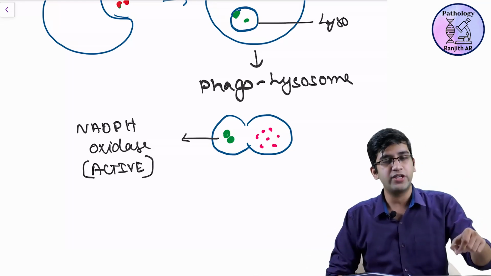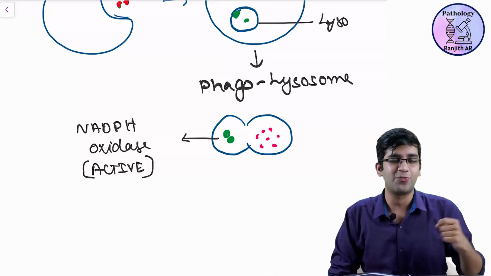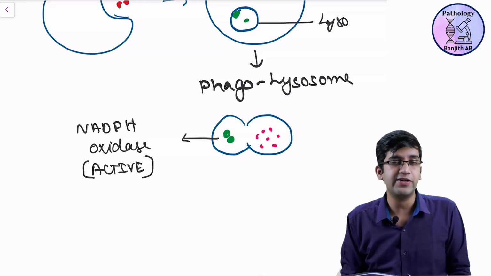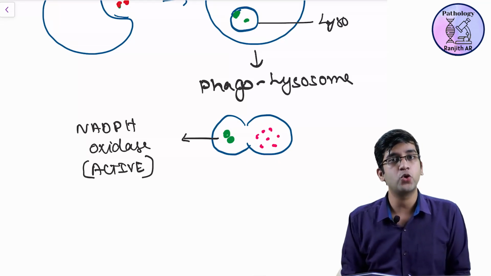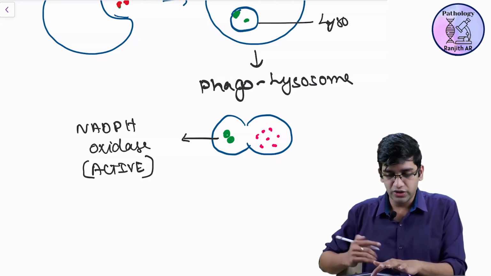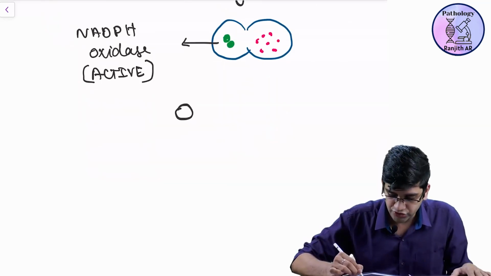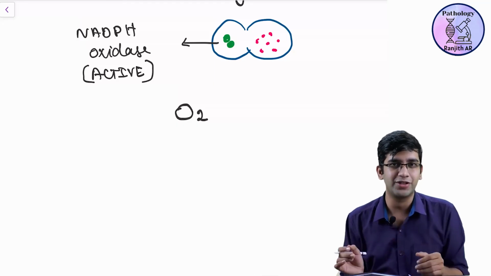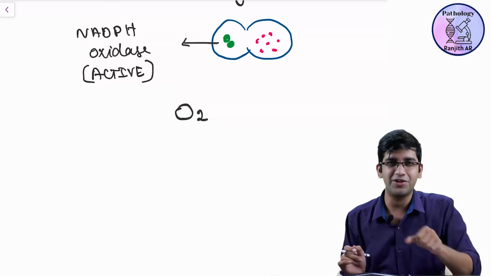This NADPH oxidase is going to help in the destruction of my bacteria. We are going to see how. I call it the respiratory burst because it's going to use oxygen. It's an oxidase, obviously it uses oxygen, right? So what it's going to do is take oxygen. We're just going to write the chemical reactions now. We're coming to the fag end of the story. A little bit more patience, right?